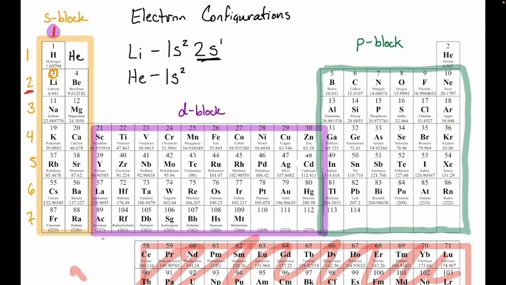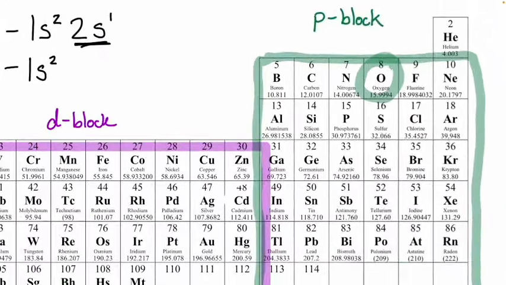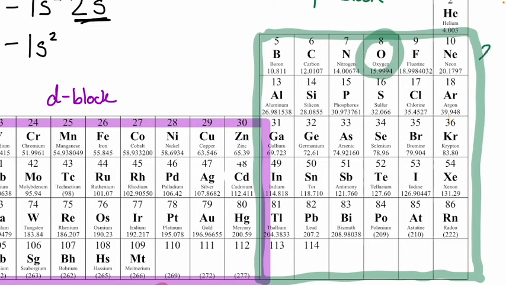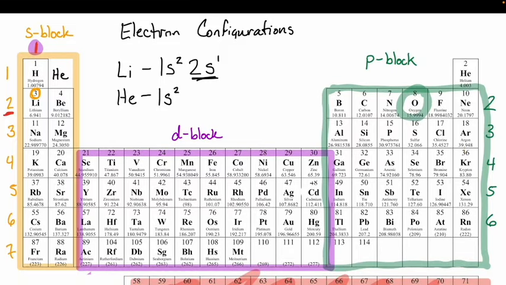Okay, so let's do a more complicated one. Let's jump over here to our P block. We're going to do oxygen. But before we can do this one, we've got to label the rows of our P block as well, just like we did with our S block. When we number our P block, we're not going to start at 1, we're going to start at 2. So this first row here in my P block is the 2p row. Then 3, 4, 5, and 6. So that means that oxygen, its last orbital that I'm going to fill is a 2p orbital. And oxygen is element 1, 2, 3, 4 in that p block. So there are 4 electrons living in that 2p orbital.